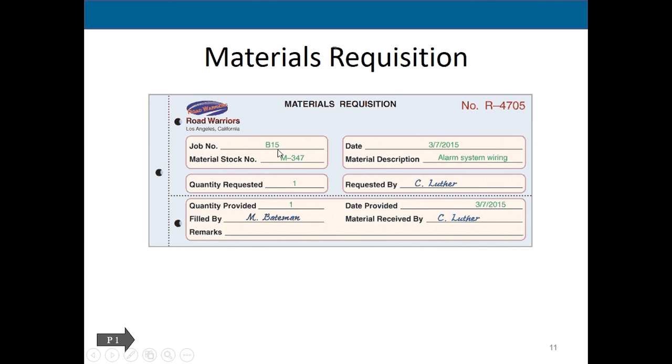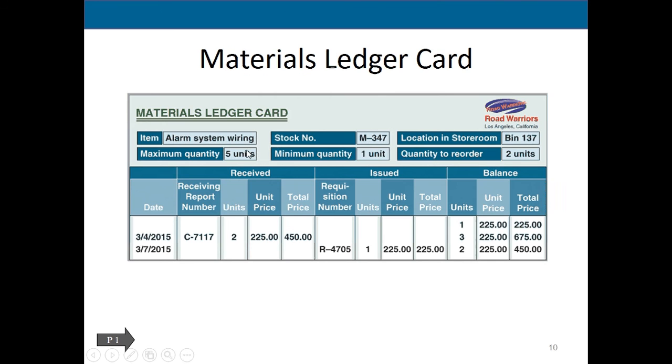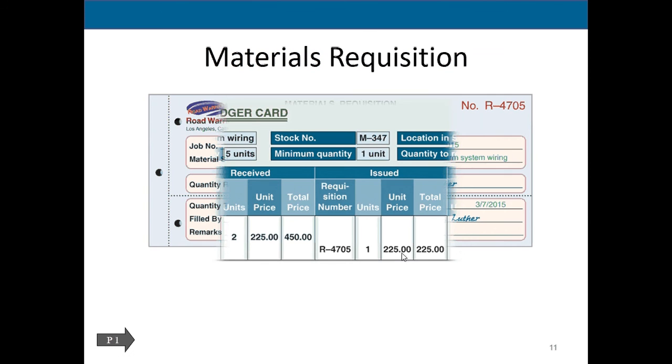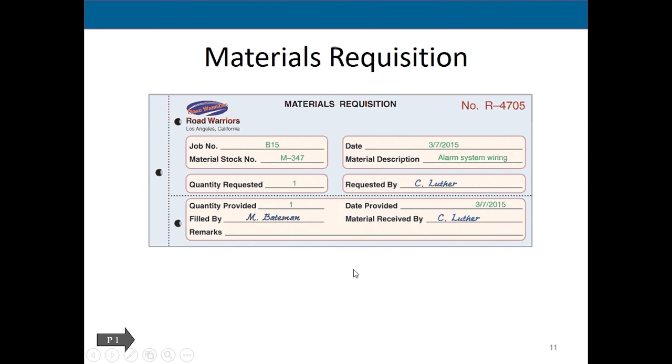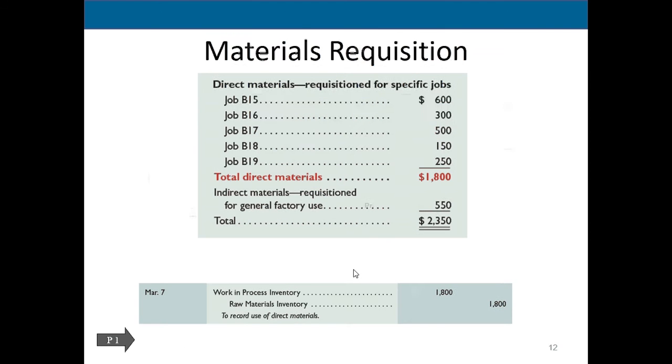You'll see what it was. He requested for job B15, stock item number M-347. Asked for 1, and the person who works in that storeroom who fills these orders signs off on it as well. So it looks like M. Bateman actually provided this one. M. Bateman is the one who fills out this material ledger card. M. Bateman is the one who actually creates all of these. It's his responsibility to keep track of what's going on in the storeroom.